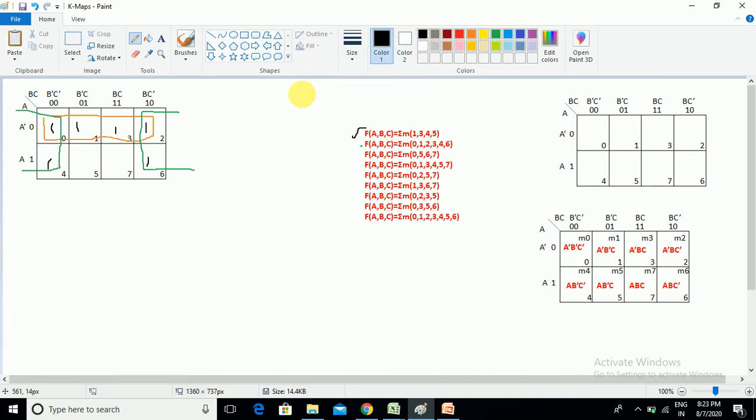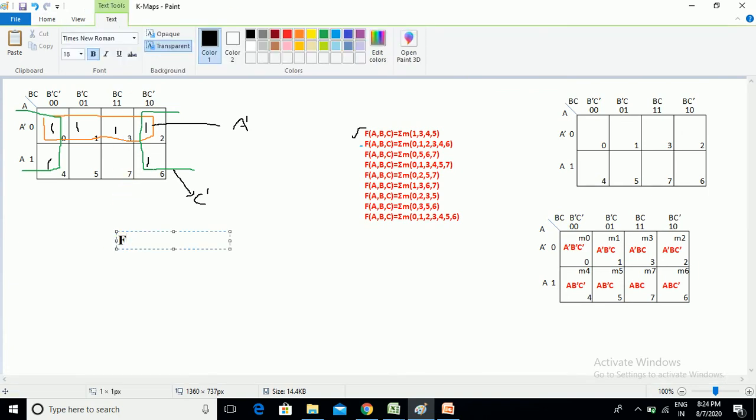Then the answer of this question will be the orange cell group. Which one is common in these 4 cells? A dash becomes common. For the next green color group, which value will be common? C dash will be common. Then the answer for this question, f of a, b, c, is a dash plus c dash. Okay, a dash plus c dash. This is the answer for the given question. Then let us go to the third one, which is also very important, a different kind of problem.